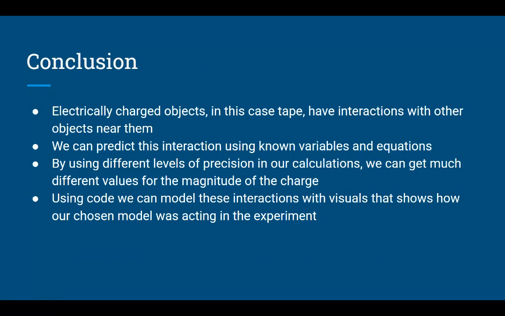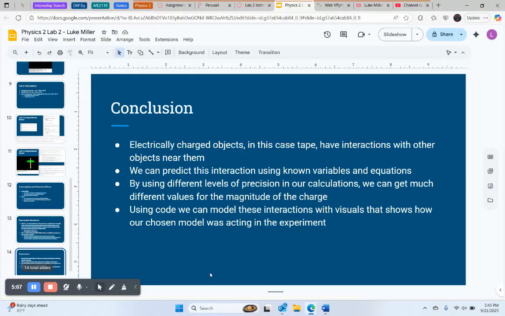So in conclusion, electrically charged objects, in this case tape, interact with other objects near them. We can predict this interaction using known variables and equations. By using different levels of precision in our calculations, we can get much different values for the magnitude of the charge. And using code, we can model these interactions with visuals that show how our chosen model would act in the experiment. So that's it for this lab. Thank you for listening.